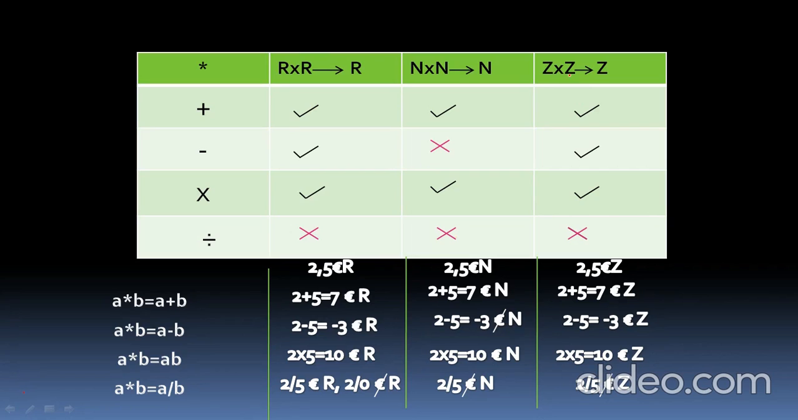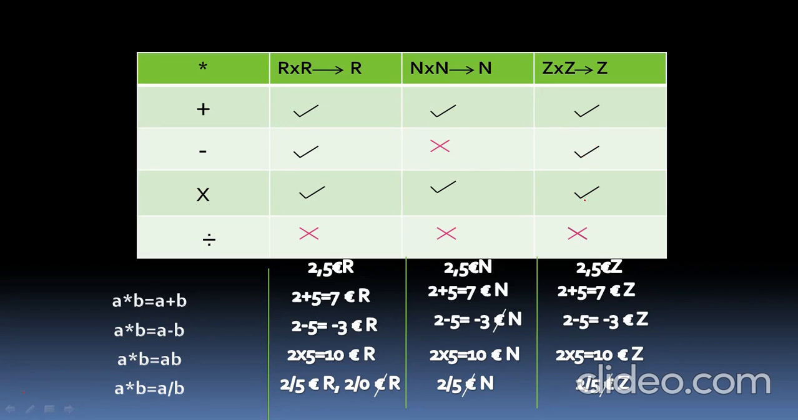In the same way, we can check for the set of integers. If we add two integers, for example 2 and 5, we again get an integer, 7. And in general, if we add two integers, we get an integer. So addition is a binary operation on the set of integers. Again, subtraction. If we subtract two integers, for example 2 minus 5, again we get an integer, that is minus 3. And in general, if we subtract two integers, we get the result as an integer. So we can say subtraction is a binary operation on the set of integers.